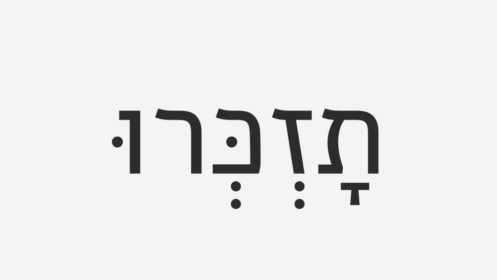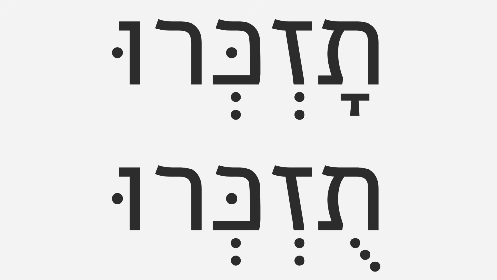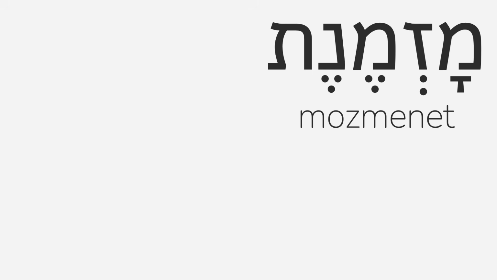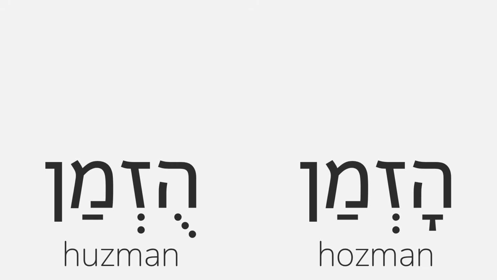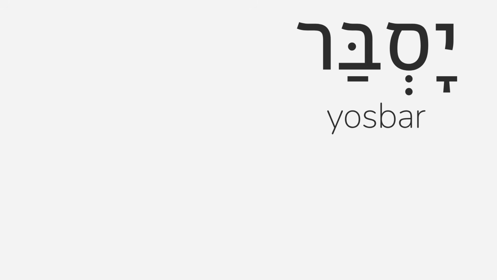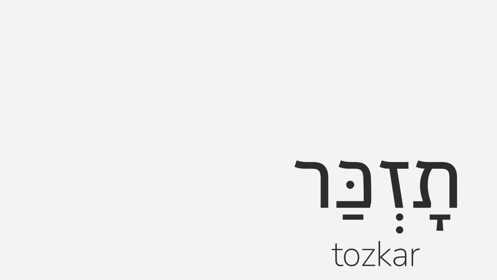An important note with all these Hofal verbs, the vowel on the prefix can be either a kamatz that says o, or a kubutz that says u. That means mozmenet, is invited feminine singular, can also be formed muzmenet. Hozman, he was invited, can also be formed as huzman. It will be explained can be yosbar or yusbar, and you will be remembered can be tozkar or tuzkar.